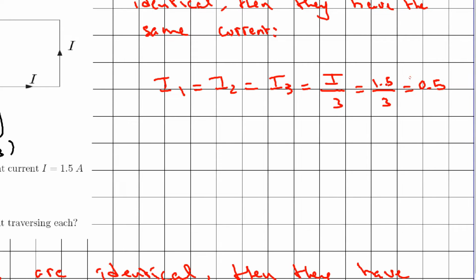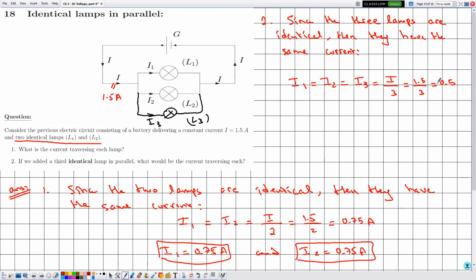Since I is expressed in amperes, then the values of I1, I2 and I3 are expressed in amperes. Then we have that I1 is equal to 0.5 amperes, I2 is equal to 0.5 amperes, and eventually I3 is equal to 0.5 amperes.